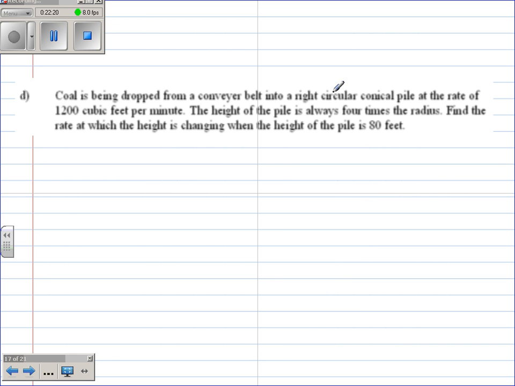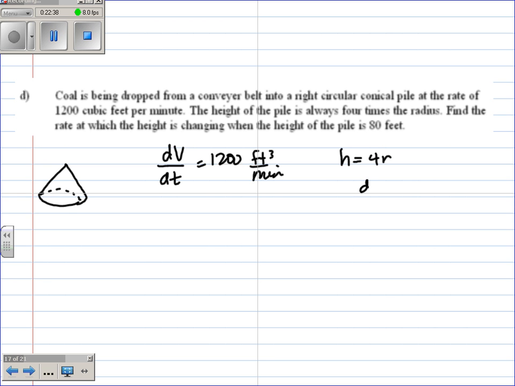Coal is being dropped into a right circular cone. So we have a cone. And it says at a rate of, so the volume is changing at 1200 cubic feet per minute. The height of the pile is always 4 times the radius. Find the rate at which the height is changing, so dh dt, when the height is 80.